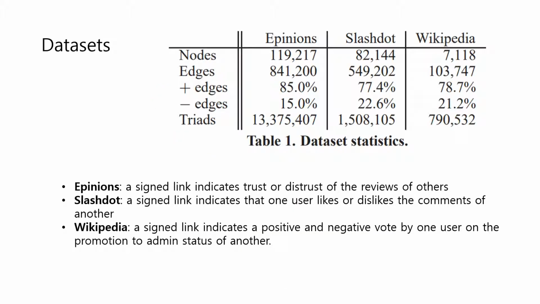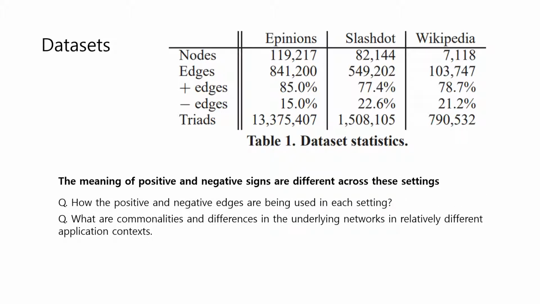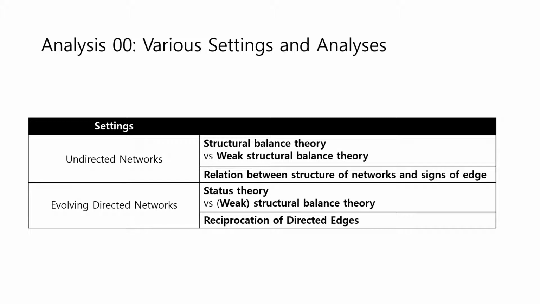They used three different kinds of large-scale datasets to analyze signed networks and evaluate the two different theories. Statistics of each dataset and the meaning of signed edges are listed above. As introduced, the meaning of positive and negative signs are different across these settings. With different kinds of usage of sign, we can analyze networks in more diverse forms, hence evaluation on the two different theories will be more reliable. They explored those datasets with various settings.